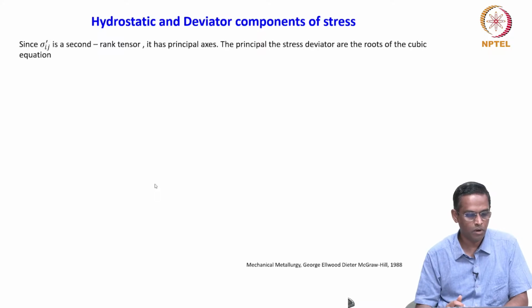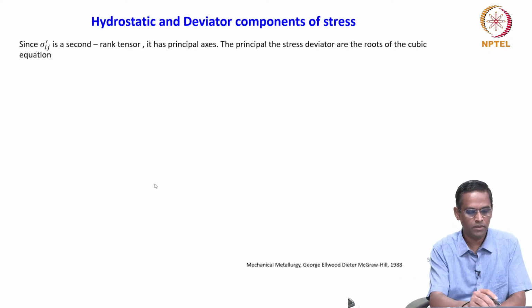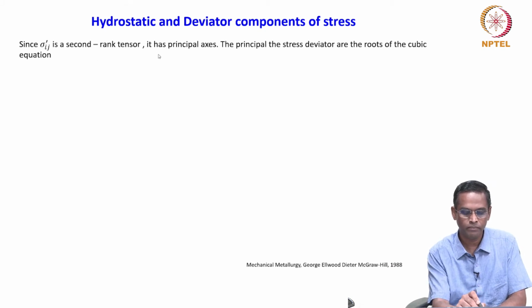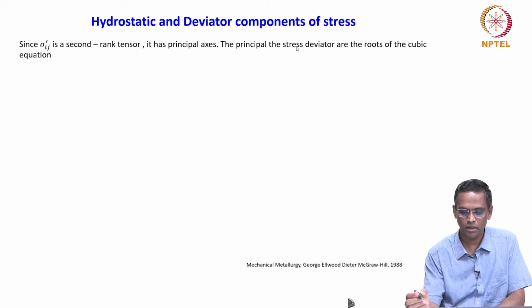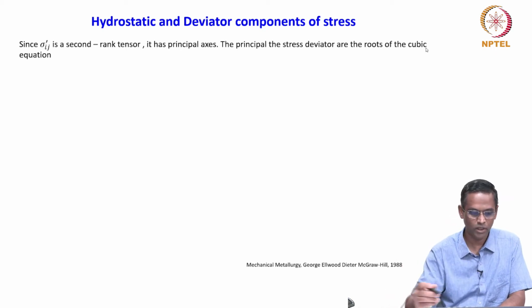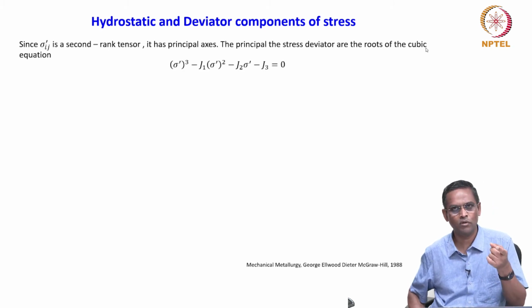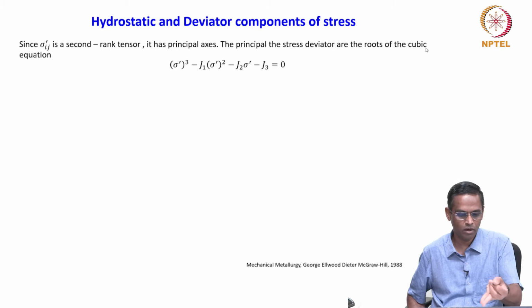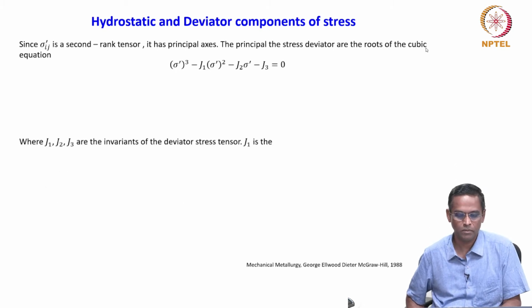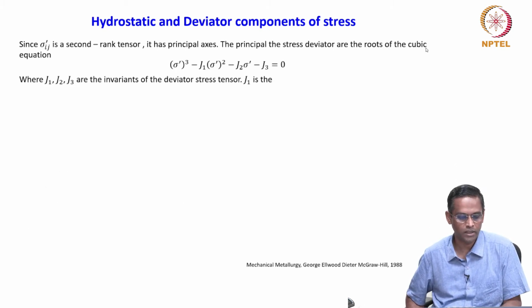Since sigma ij prime is a second rank tensor, which we have already stated, it has a principal axis. The principal stress deviators are the roots of the cubic equation. This we also know. We have looked at stress and then strain. Now it's a stress deviator because these are all tensorial quantities, so nothing new to us.